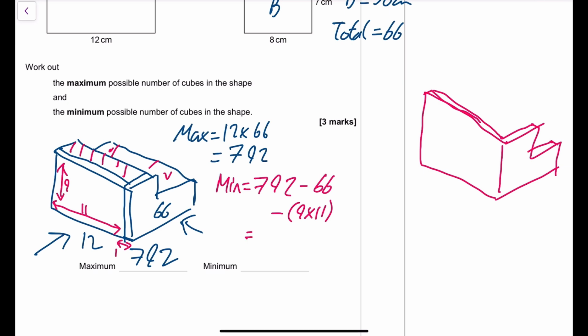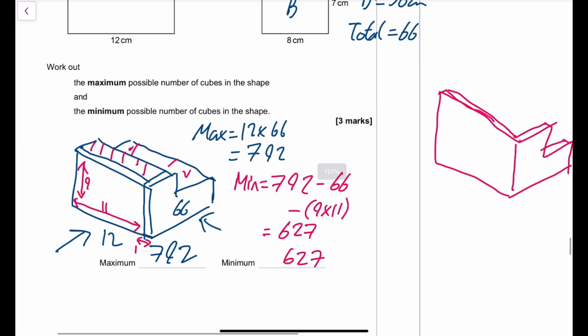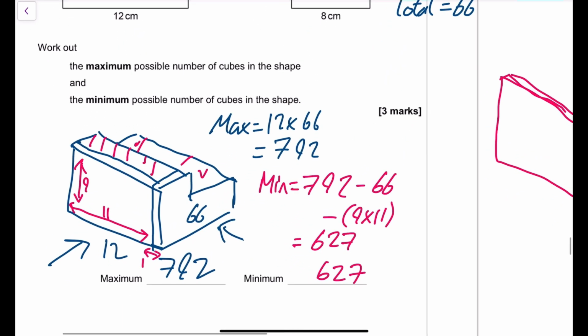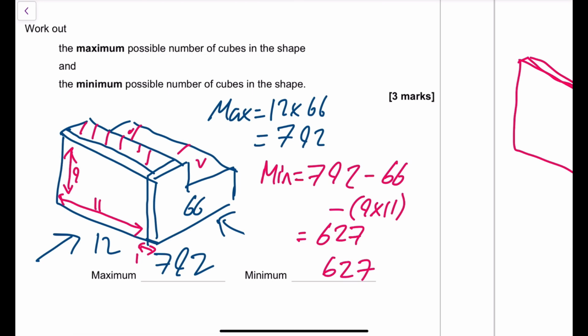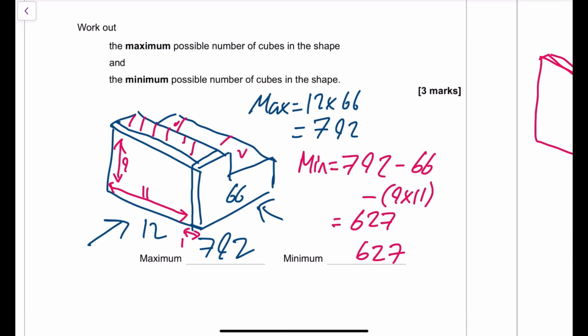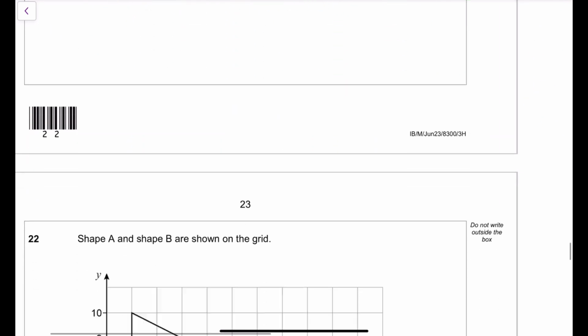And if we do that on our calculators, 792 minus 66 minus, and then 9 times 11, that is 627. If somebody could let me know in the comments if this is a common question that comes up, because that's difficult to get. That is not easy. I have to say I wouldn't like to have to try and explain that to people year after year. It's not easy at all.